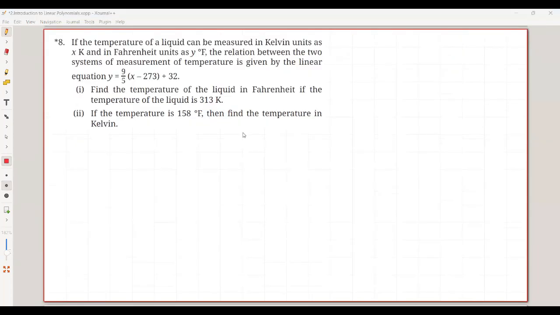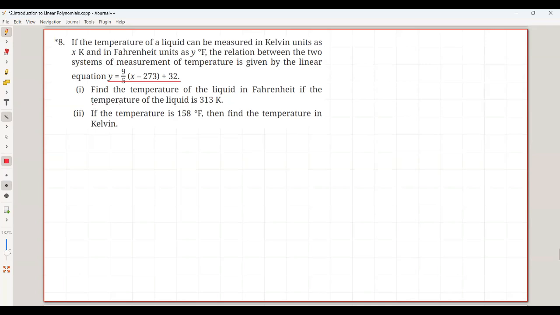Question number 8. If the temperature of a liquid can be measured in Kelvin units as x K and in Fahrenheit units as y degrees Fahrenheit, the relationship between the two systems of measurement of temperature is given by the linear equation y is equal to 9 by 5 into (x minus 273) plus 32. Find the temperature of the liquid in Fahrenheit if the temperature of the liquid is 313 Kelvin.